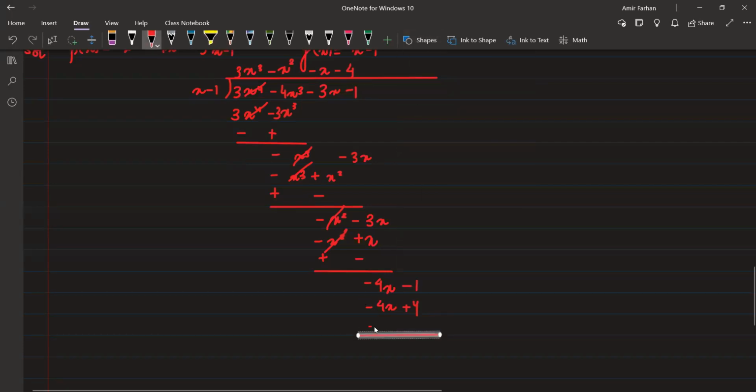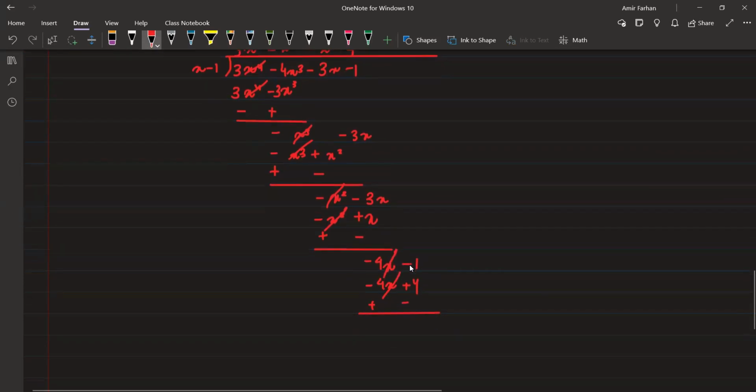So here the sign will change, positive negative. 4x will cancel this 4x. How much is here? -1 and -4. It would be a negative of 5. So now there isn't anything. After this you can't divide because -5 is a constant.